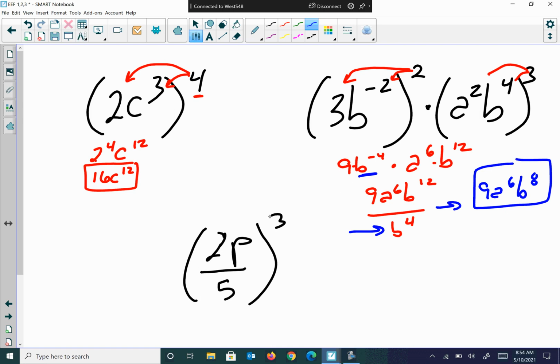But all right, so this one, let's see. This means I have 2p over 5 3 times. So this is going to come here, here, and here. So I get 2 to the 3rd, which we'll figure out, p to the 3rd, which will stay as is, and 5 to the 3rd. 2 times 2 times 2, I believe, is 8. p to the 3rd. And then 5 times 5 times 5. Well, 5 times 5 is 25. 5 times 25 is 125.